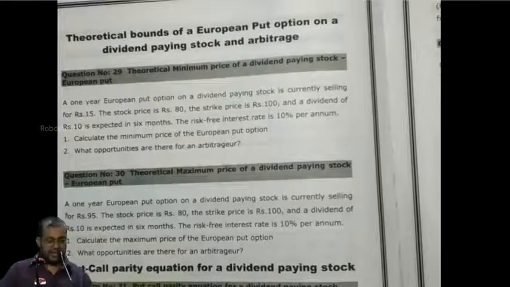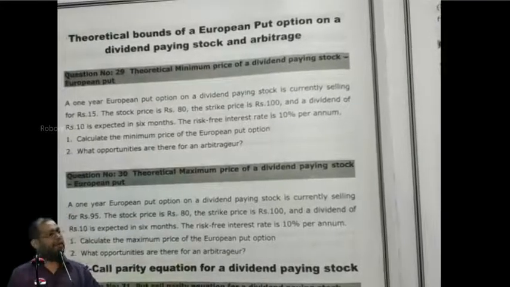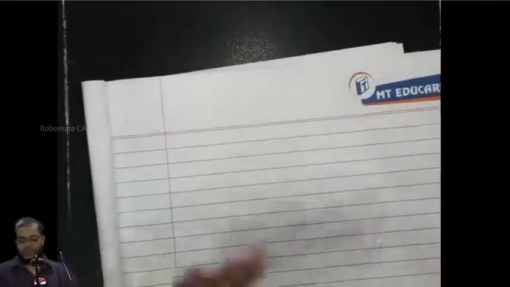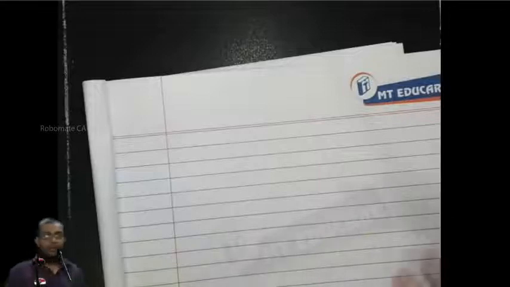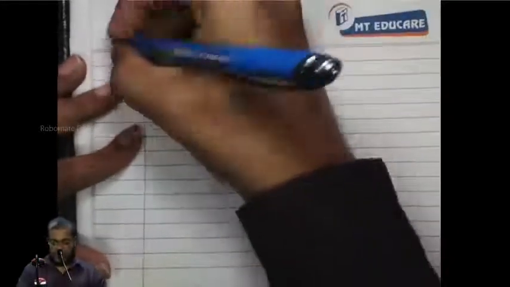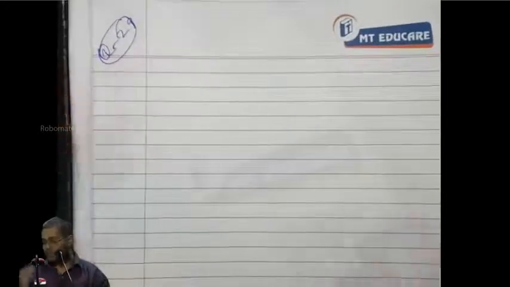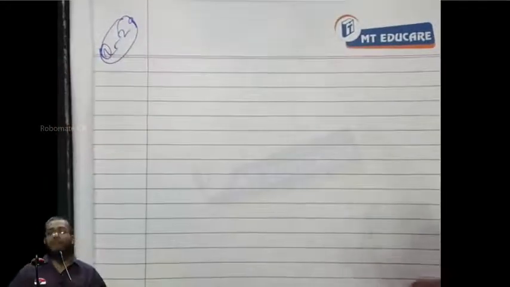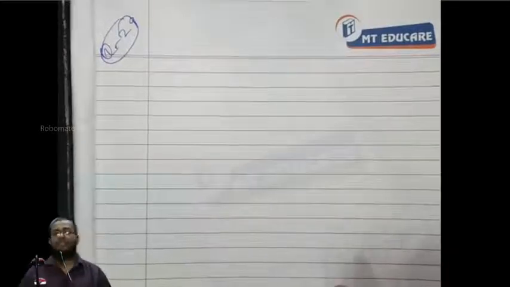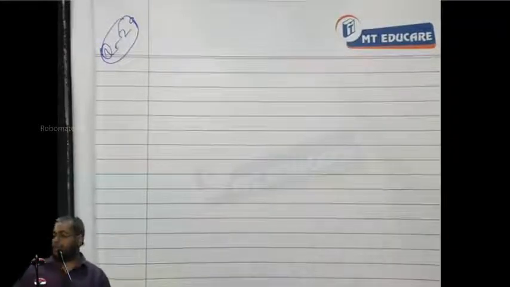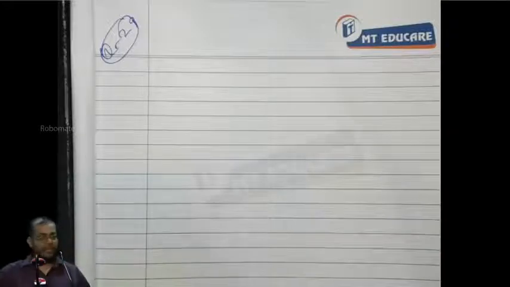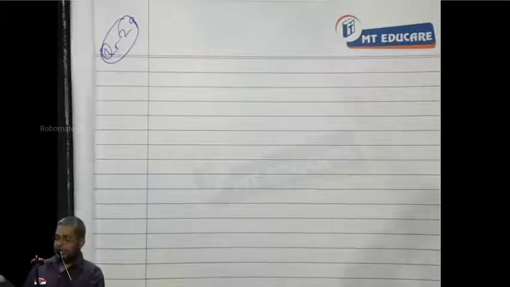What is the opportunity that is available for an arbitrage? Can you do it together or not? Write down first. Facts. Write down facts. It is question number 29. Facts, spot price. Look at the problem. What is the spot price amount? How much is it? 80. Spot price 80.